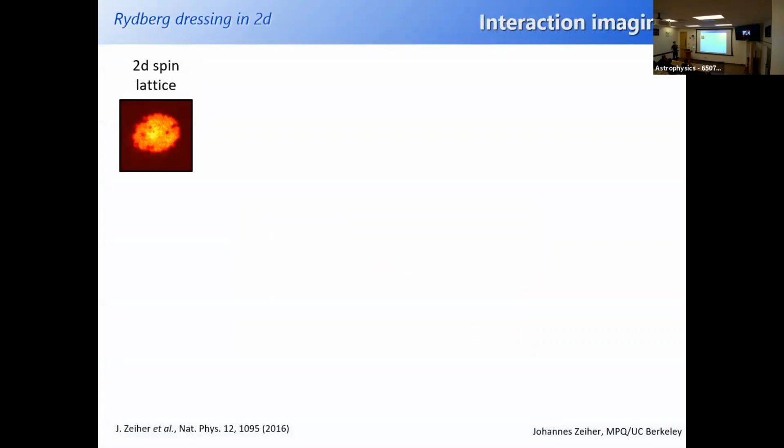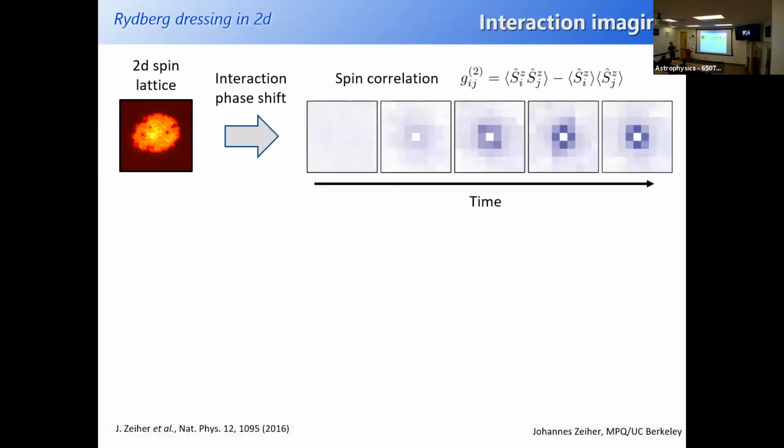And this is a very long story. I'm going to try to make it short. So in 2D, we can do a similar experiment. We can actually start from a 2D spin lattice, and we can see the effect of the interaction as a spin-spin correlation going up in an interferometric measurement. I don't want to go into details. If you want, you can ask me later about it. So you can actually see the salient features of this interaction.